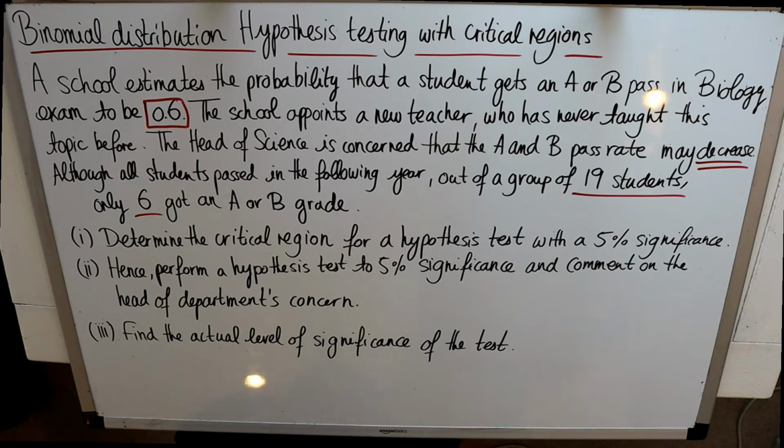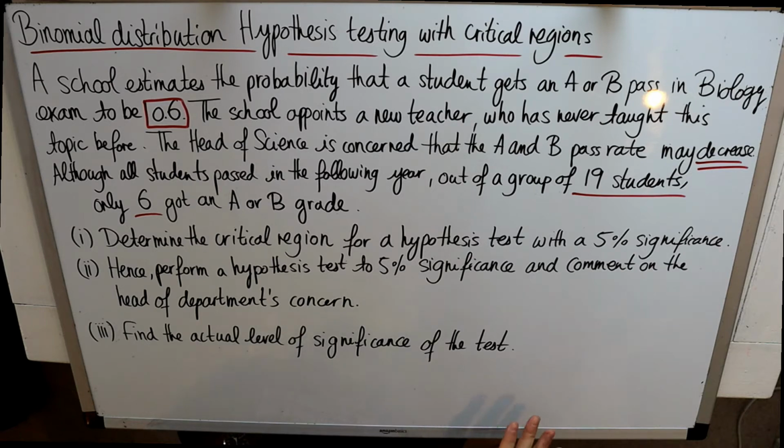So what we're going to do to begin with is determine the critical region for our hypothesis test with a 5% significance. Although in an actual exam question it will probably ask you to do a couple of things first. It'll set this out and say find the probability of this, find the probability of that, determine what distribution we can use. Here we're jumping straight to the chase and just assuming we already know it's a binomial distribution, and then hence perform a hypothesis test of 5% significance and comment on the head of department's concern, and then find the actual level of significance of the test, which is also something that can be asked.